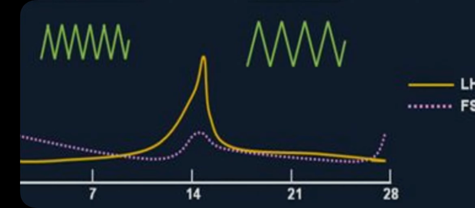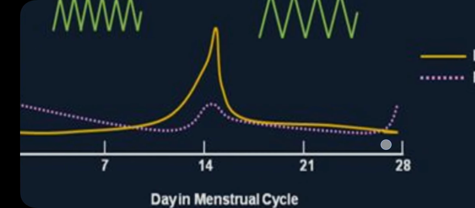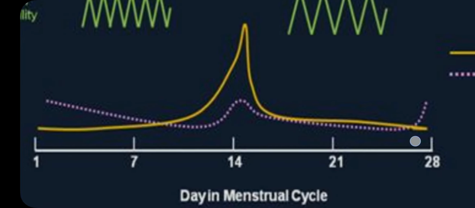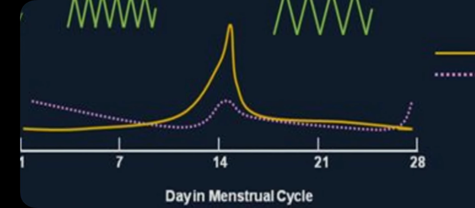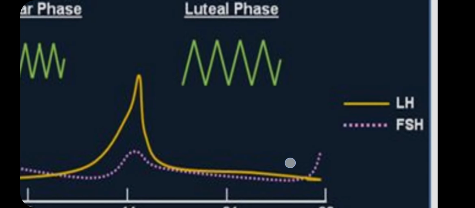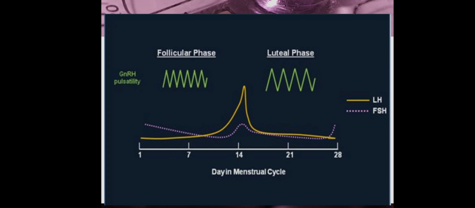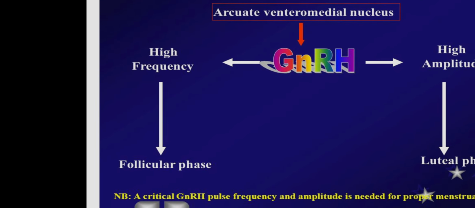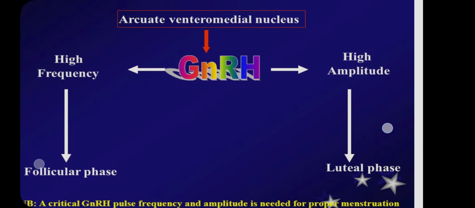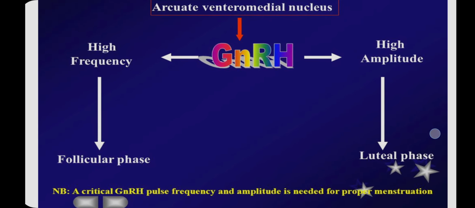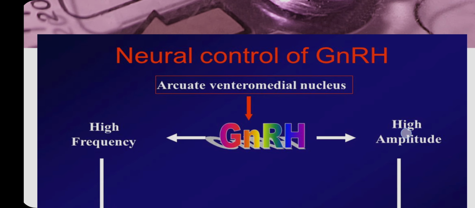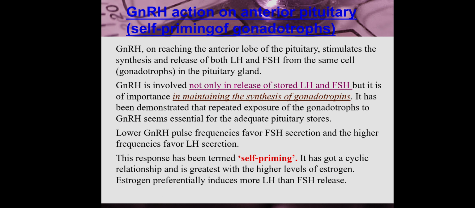And you can see here how the LH is rising and sustained release of the FSH is seen here. Rising just before the ovulation, the LH surge will be there. You can see high frequency in the follicular phase, whereas a high amplitude in the luteal phase, and it is secreted by the arcuate nucleus.